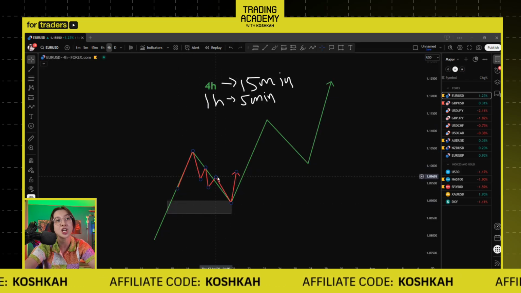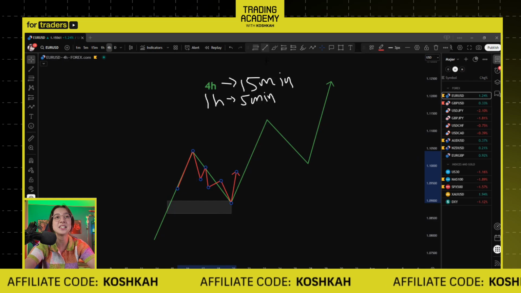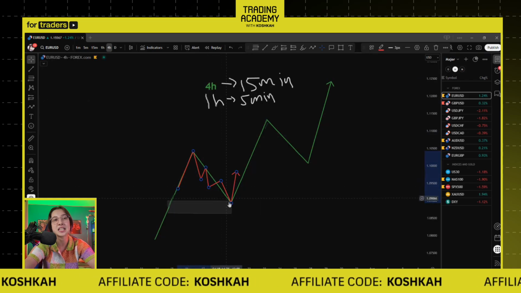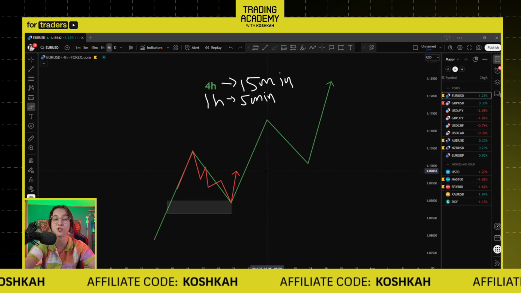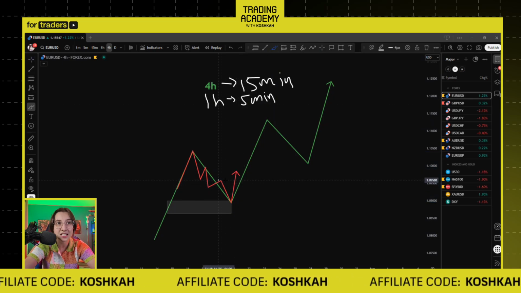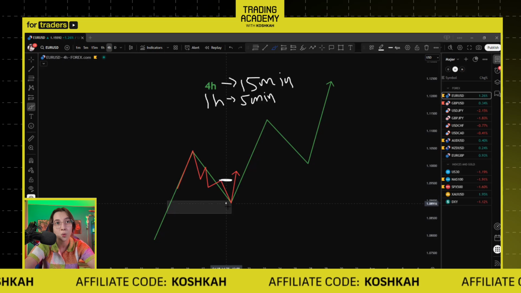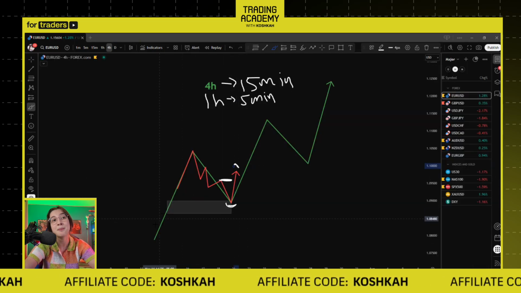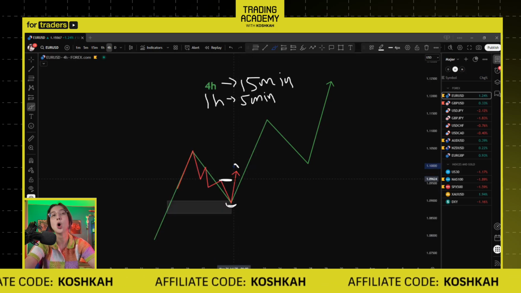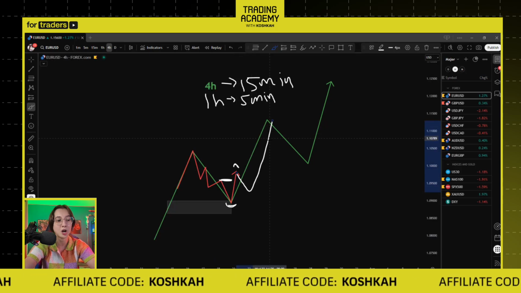And if I have my change of character right here, I can see, okay, this pullback phase is now over. We're continuing to push to the upside into the push phase again. So that means that this change of character right here will create a new bullish range right here on the 15-minute. So that makes me say, okay, that means that we're pushing to the upside again.